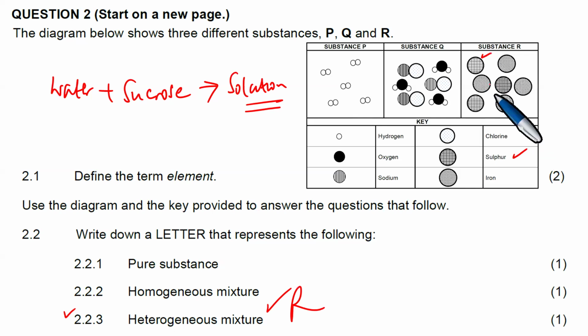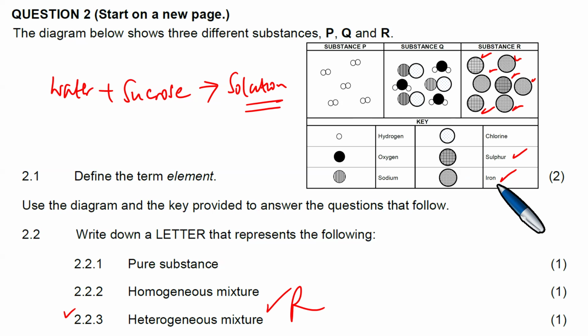We have sulfur. We have iron. And then what else do you have, for example? You continue here to have another sulfur, and you have another iron. And obviously you still have the sulfur there and iron. So letter R gives us an example of what we call a heterogeneous mixture. What is evident is that we have sulfur mixed with iron, and that is the substance R. Sulfur mixed with iron qualifies to be a heterogeneous mixture.